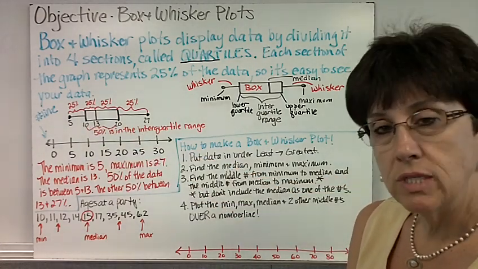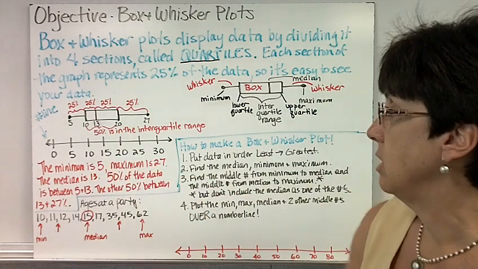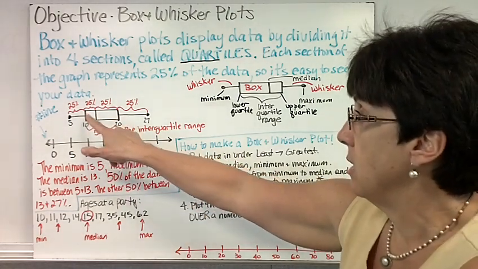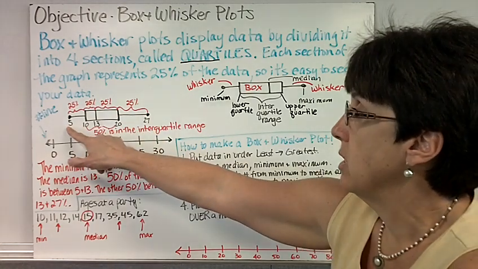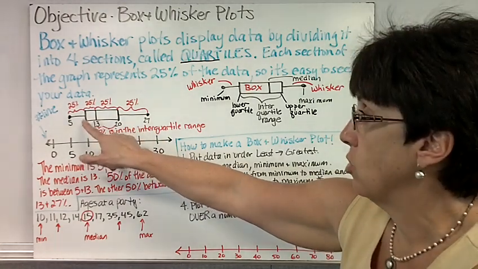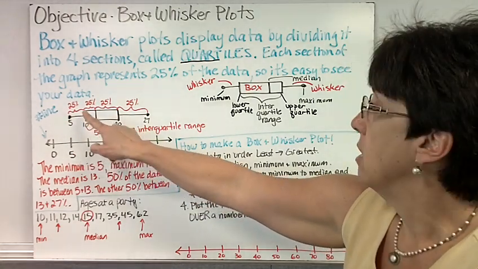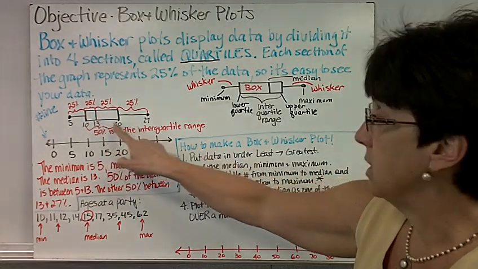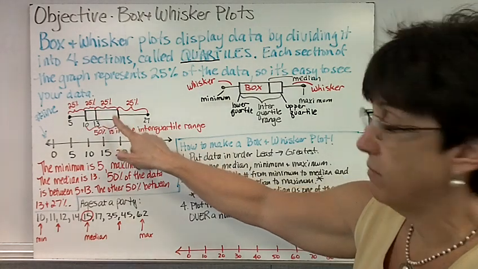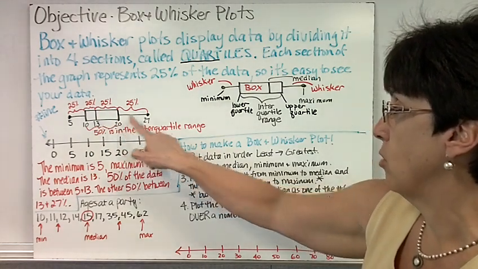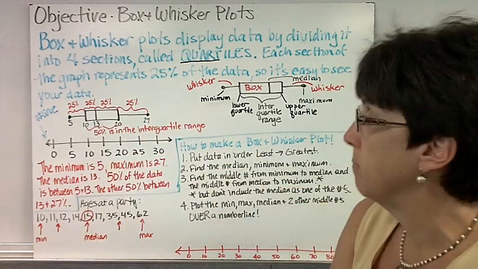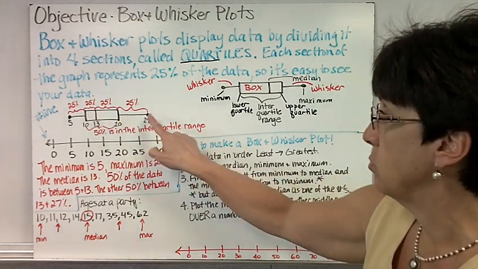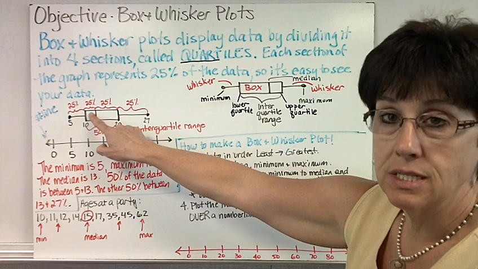So I could ask you, what's the median? And you would tell me 13. 25% of the data is split up in each of these sections. So between the minimum and the lower quartile, that's 25% of your data. Between the lower quartile and median, 25% of your data. Between the median and the upper quartile, another 25%, and between the upper quartile and the maximum, 25%. So you can see this portion is a lot smaller than this portion. So there's a lot more numbers in this area.